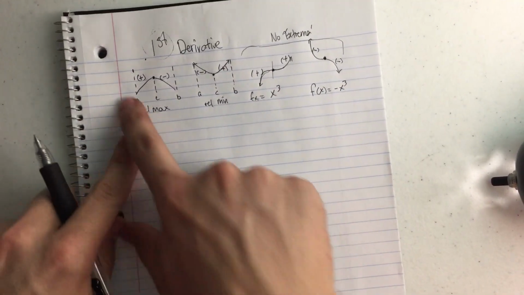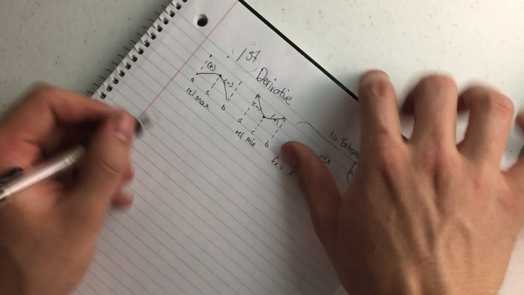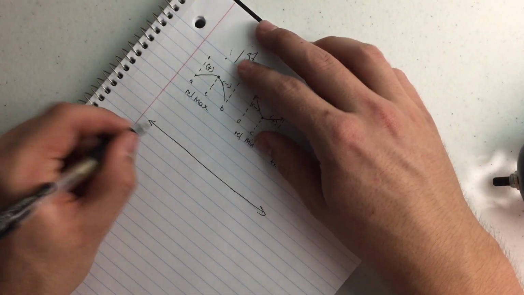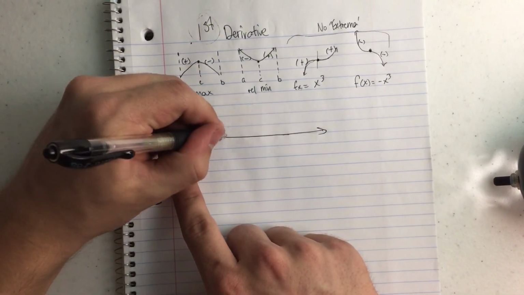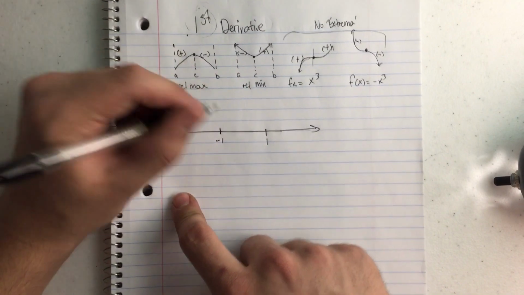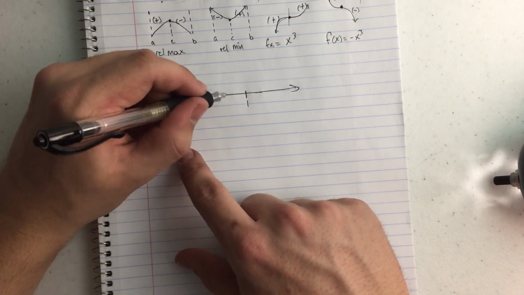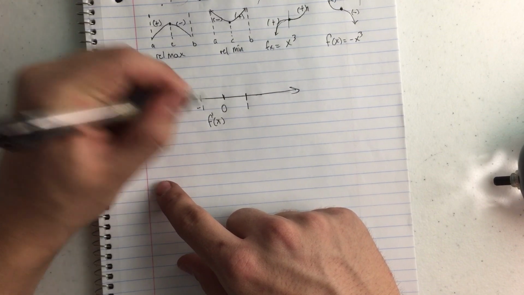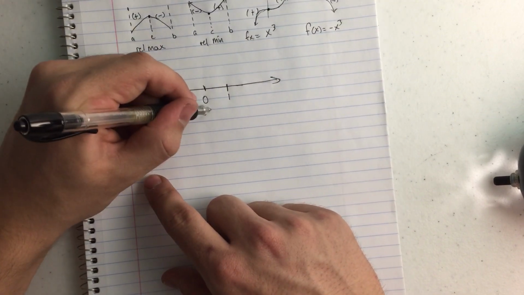But this would be a relative max, and this a relative min. So when you do a problem, what we did was draw a sign diagram. You draw a number line and put down your critical numbers. If we had critical numbers at -1 and 1, you test 0, so you find f prime of 0.